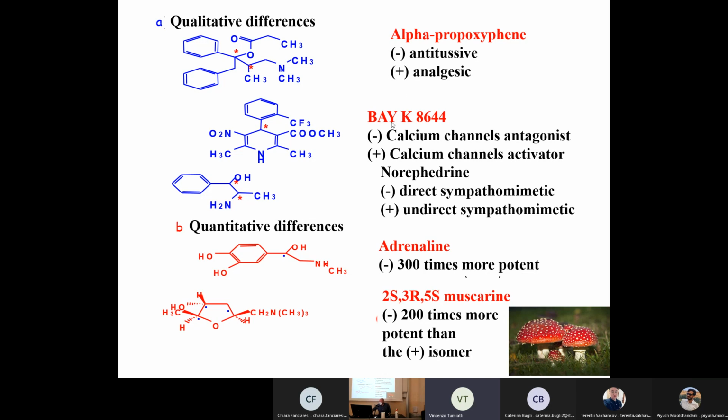Other compounds, this Bay K 8644. You see this is the asymmetric carbon atom. In this case, the two enantiomers have a completely different biological activity. The minus is an antagonist of the calcium channels. The plus is an activator of the calcium channels. So you see the two enantiomers have opposite biological activity.